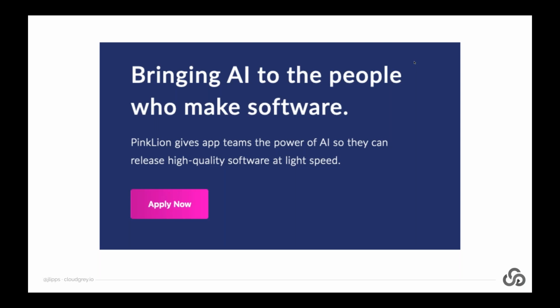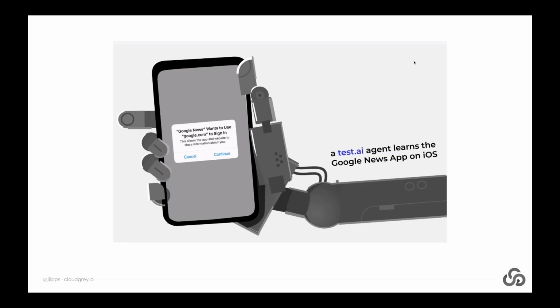This one is a little more specific. This company is learning the Google News app on iOS, and a robot hand is holding it. So I guess the implication is that somehow there is some kind of learning process, whether supervised or unsupervised or reinforcement, probably the last one I'm guessing, where a bot or robot of some kind is navigating through an app and learning some of its characteristics in some way. So this is potentially a little bit more clearly linked to some of the stuff that we've learned just now.